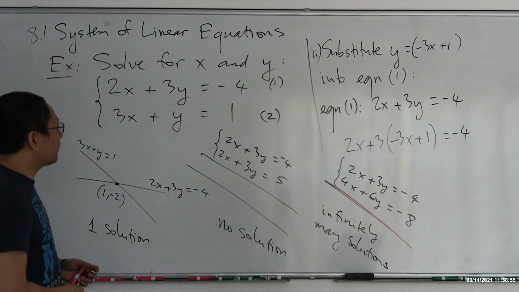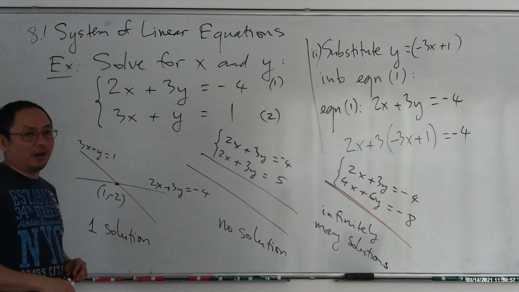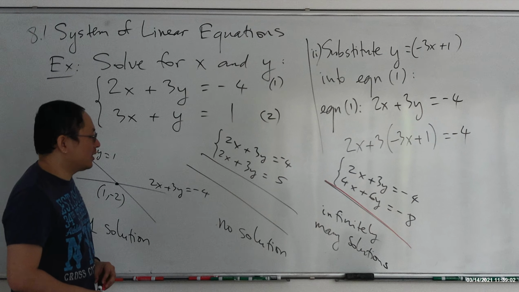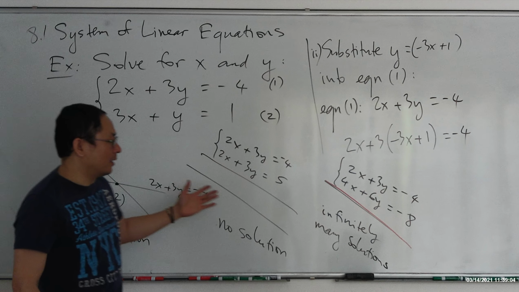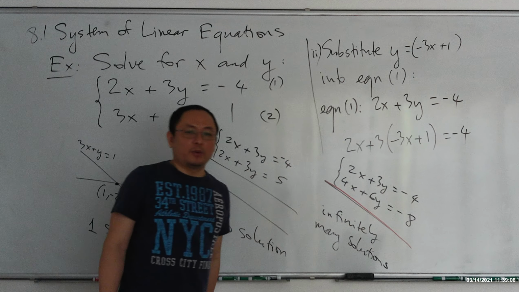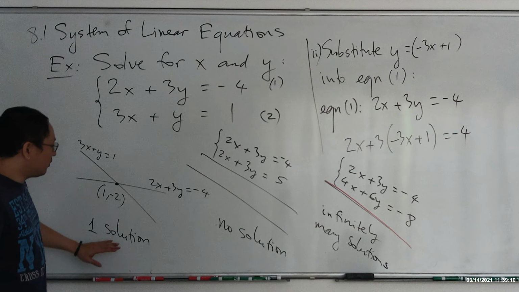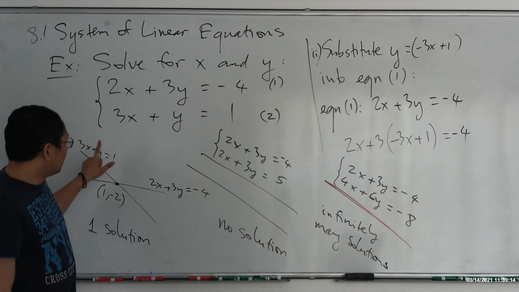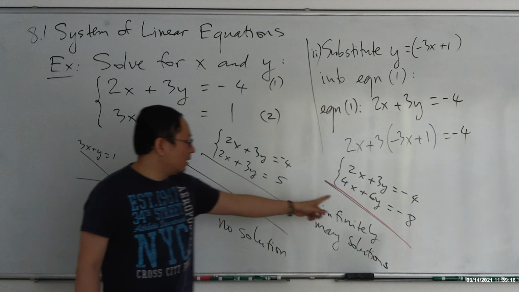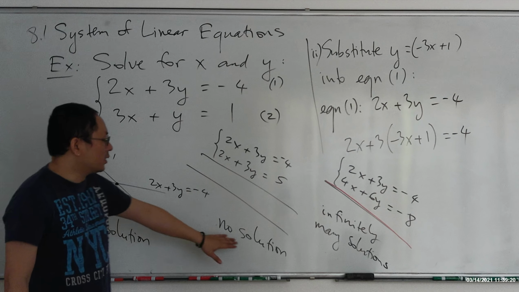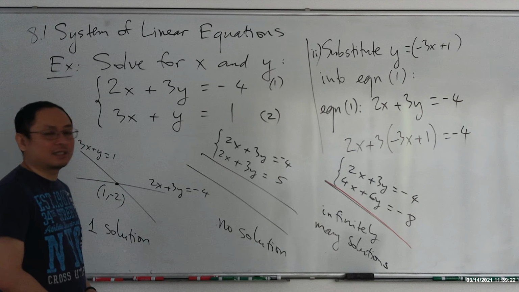So we have three cases. Of course, there's no way that two lines in a flat plane intersect each other at 2 points, or 3 points. Either 1 point, no points, or infinitely many points. If you have a solution, we say that the system is consistent. So in the first case, one solution or many solutions, we have a consistent system. And with no solution, we say the system is inconsistent.